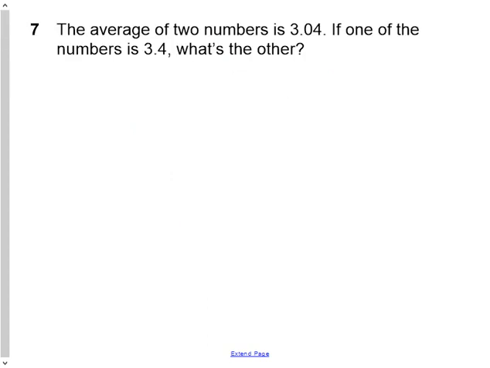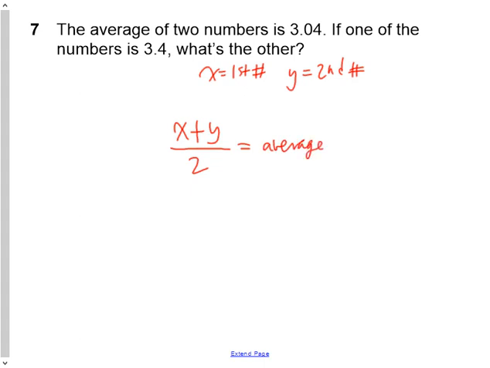Question 7. The average of two numbers is 3.04. Did I change this, or was that worked out? If one of the numbers is 3.4, what's the other? Remember, if it's two numbers, you would have x plus y divided by 2, where x is the first number and y is the second number. If you add those two numbers together and divide by 2, you get the average. Since we know one of the numbers is 3.04, I can either change x to be 3.04 or y to be 3.04.